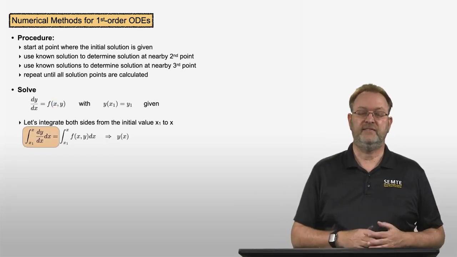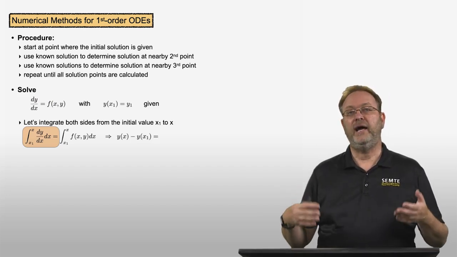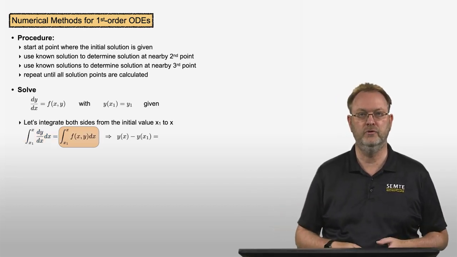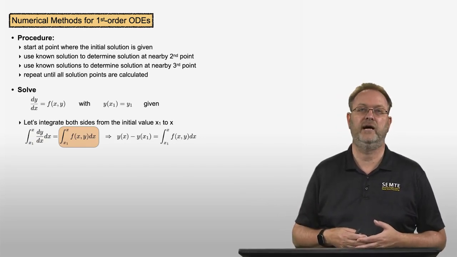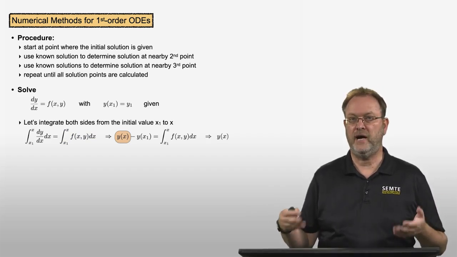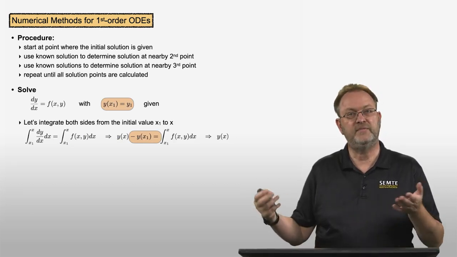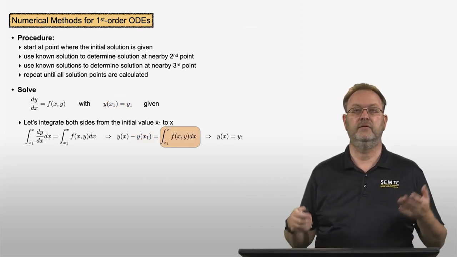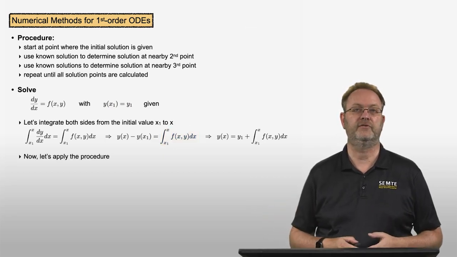On the left-hand side, if we do this integral, the dx is cancelled. So we have simply y at x minus y at x1 is equal to whatever we had on the right-hand side, this integral from x1 to x of f of x and y dx. So let's isolate the solution. y of x would be equal to y at x1, but that's my y1, the initial constraint, plus the integral from x1 to x of f of x and y dx.